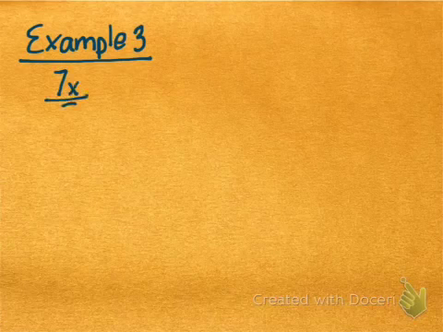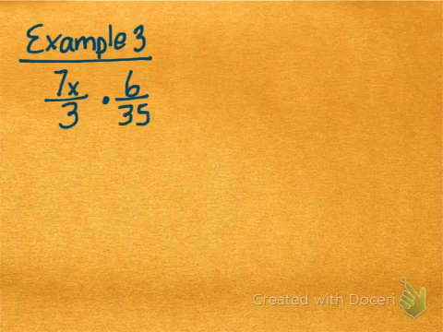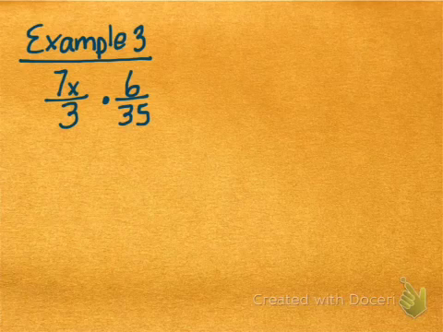All right. Let's take a look at an example where we have some variables. So there's our problem there: 7x over 3 times 6 over 35. Same idea. Do you have any mixed numbers you can make improper? No. Next step, can we simplify on the diagonal? Yes, you can, with the 7 and the 35 by dividing by 7, right?